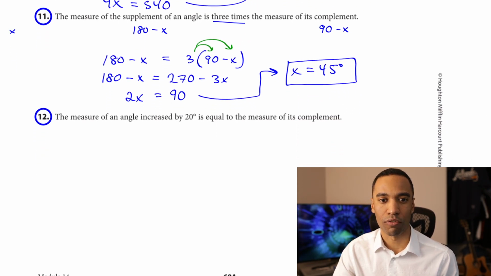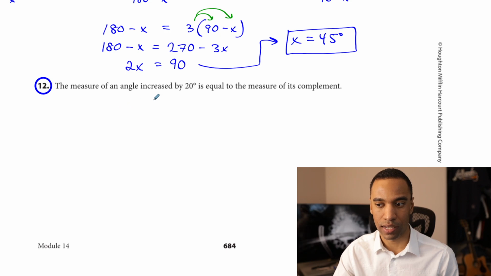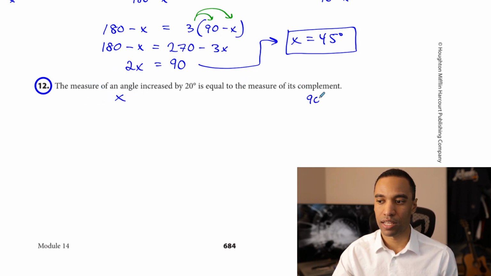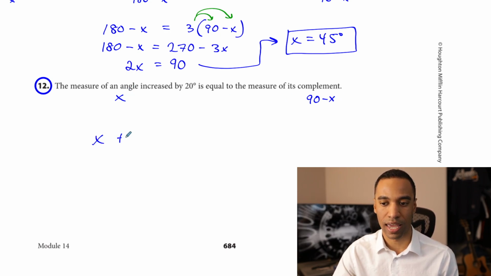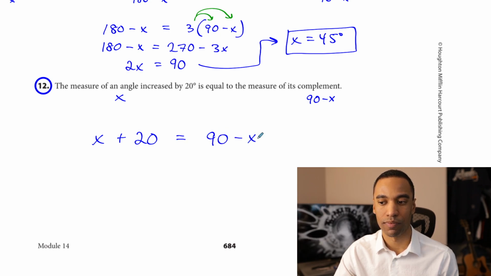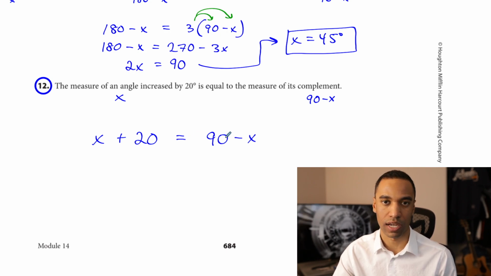All right, number 12. The measure of an angle increased by 20 degrees is equal to the measure of its complement. Some unknown angle, its complement. They're saying, let's go ahead and increase the original angle, and then that will be equal to the complement value. So that's the setup. Original angle increased by 20 will equal the complement value.